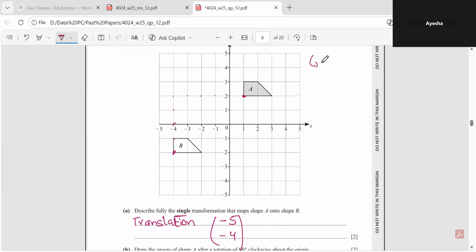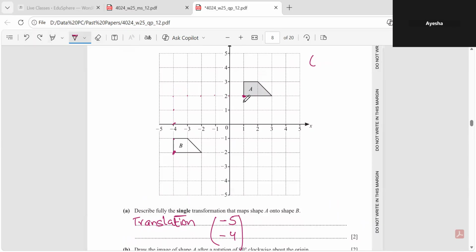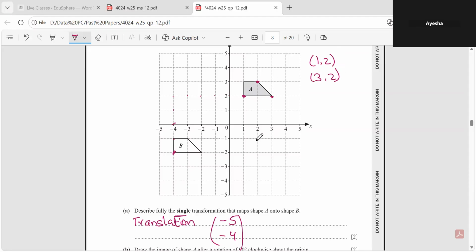So it's 1, comma 2. So here it is. It's 1, comma 2. This point is 3, comma 2. This point is 2, comma 3. This point is 1, comma 3. So all the coordinates I'm going to write here. So what we are going to do is transform them.